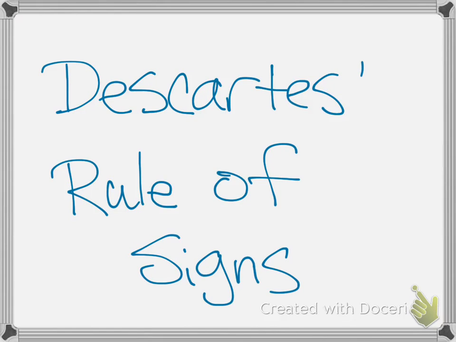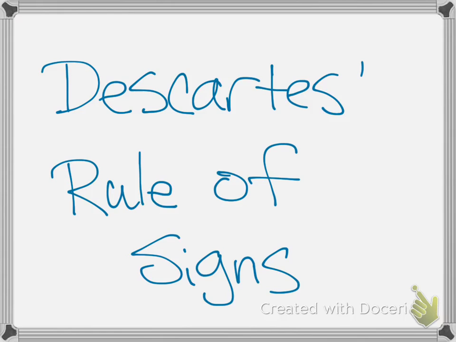The last theorem that we're going to talk about that relates the roots of a polynomial is called Descartes' rule of signs. And this is named for René Descartes, who's a famous philosopher and mathematician. You've probably heard of him.